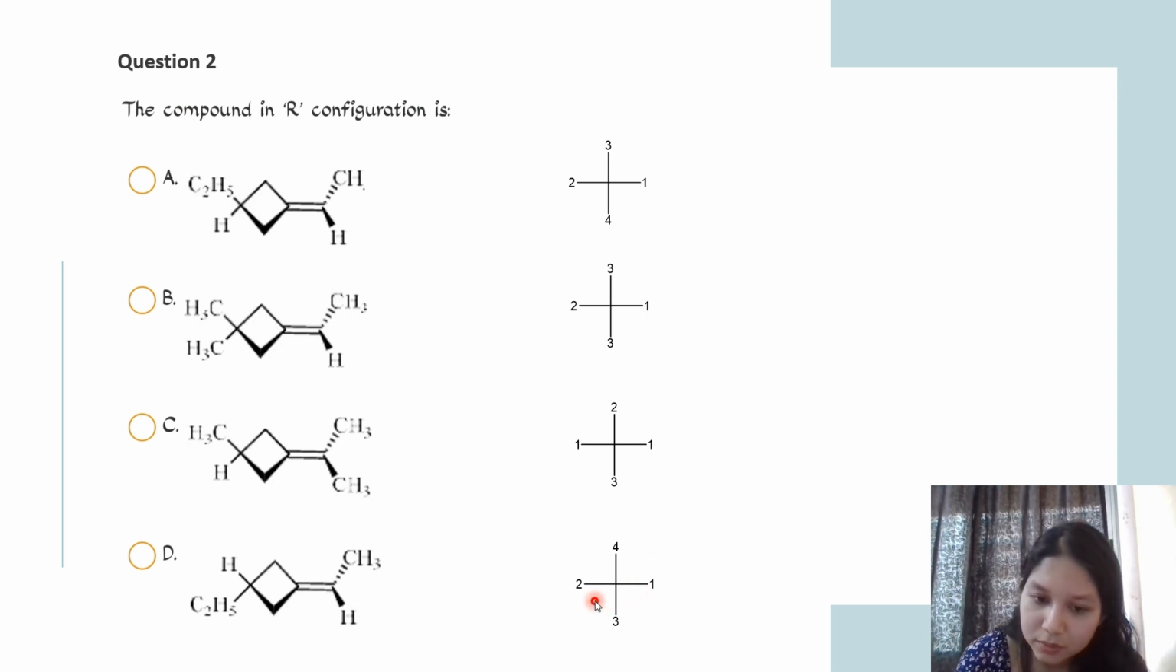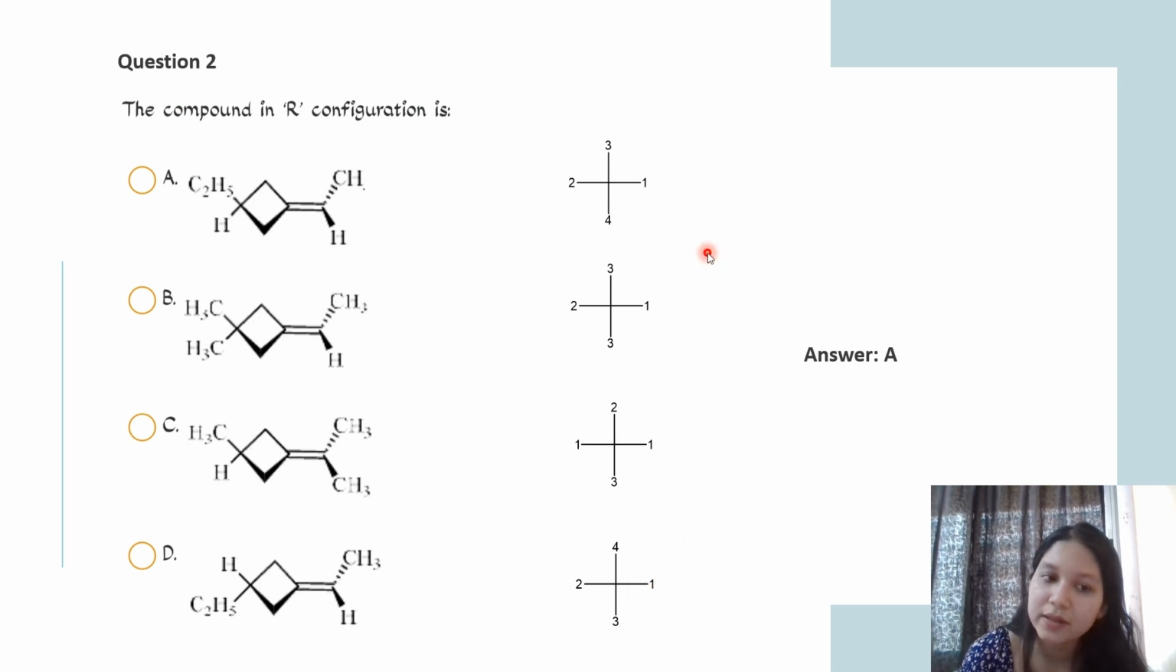1, 2, 3. Sorry, in this way. You have to move in this way. 1, 2, 3. In anti-clockwise direction we are moving. So since we are moving in an anti-clockwise direction, this will be of S configuration.